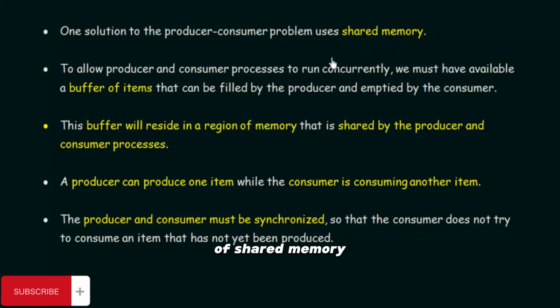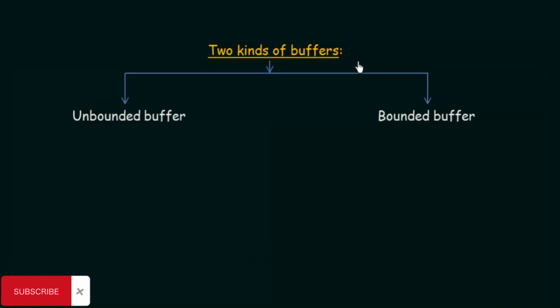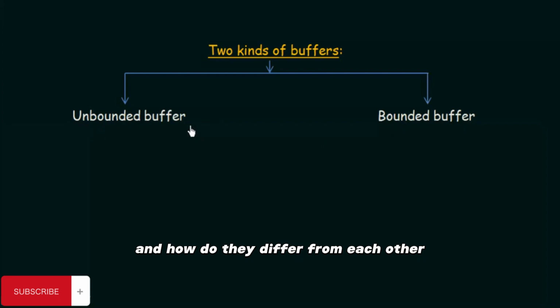In this region of shared memory, we'll have the buffer of items, where the producer will produce, and from which the consumer will consume. Now, we have talked about the buffer, and there are two kinds of buffer that we need to learn about: unbounded buffer and bounded buffer. Let us see what an unbounded buffer is, what a bounded buffer is, and how they differ from each other.